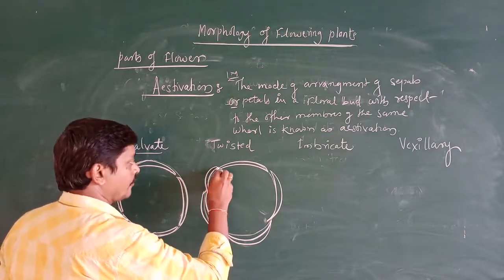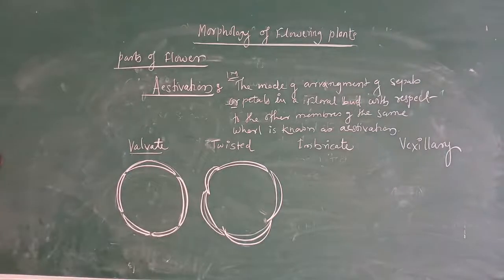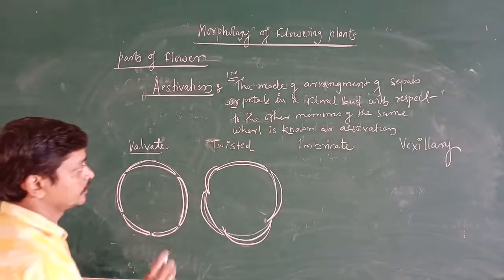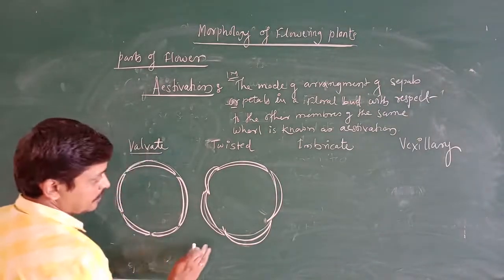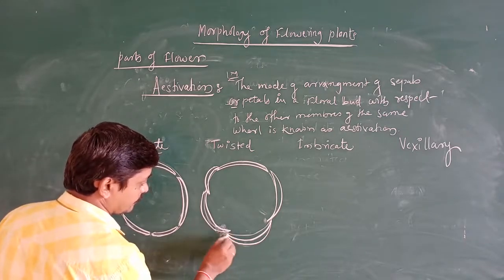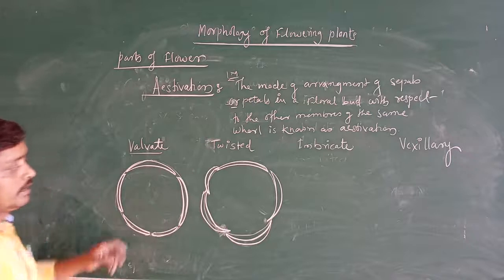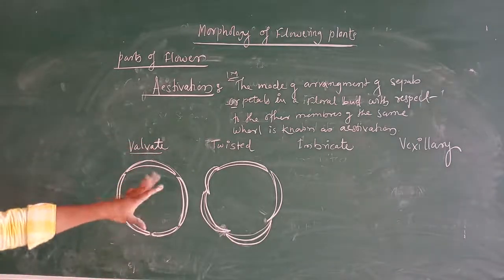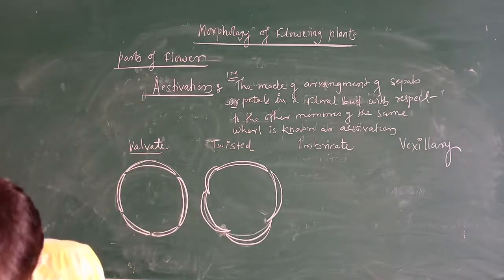This is a fifth. This is to draw inside. See here, all the margins, what we are going to call a twisted aestivation.